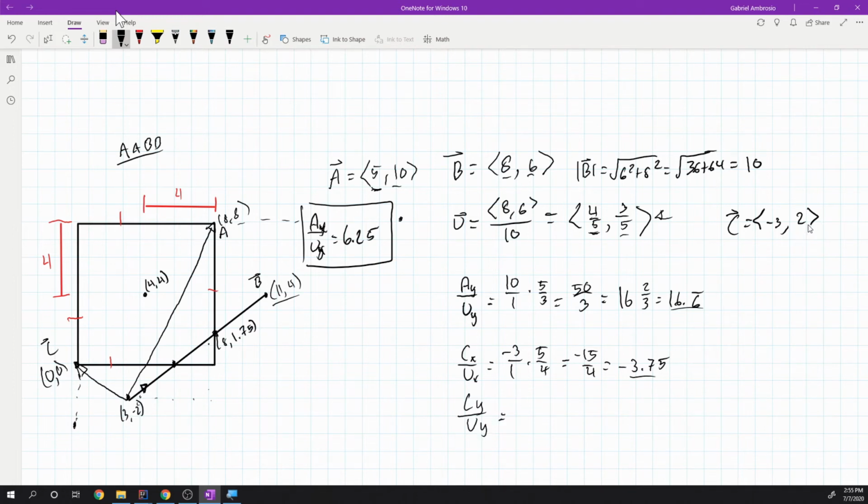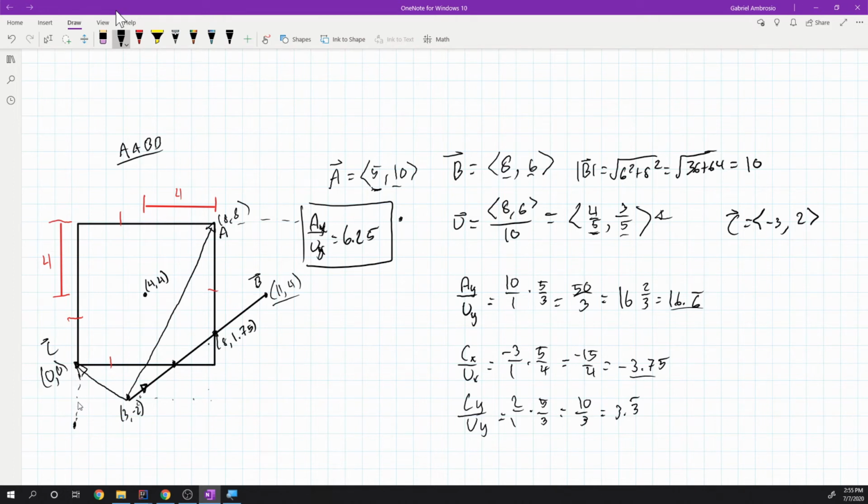Let's do Cy is 2. And Uy is 3/5. We'll divide by 3/5 or multiply by 5/3. Multiply across, that's 10 over 3. That's just 3.3 repeating. Okay, repeating is a bar over the top. Okay, what that tells us is if we were to do Cx, so where's Cx again? That's the min x, which is this point right here.